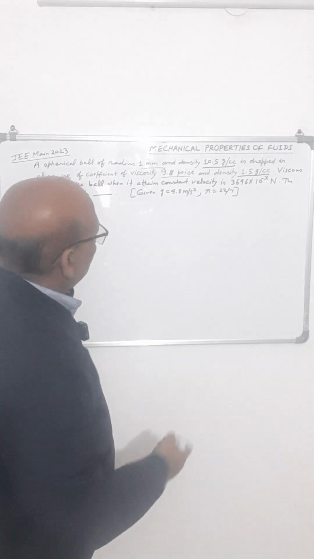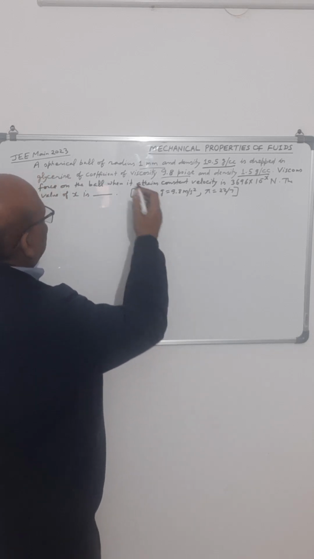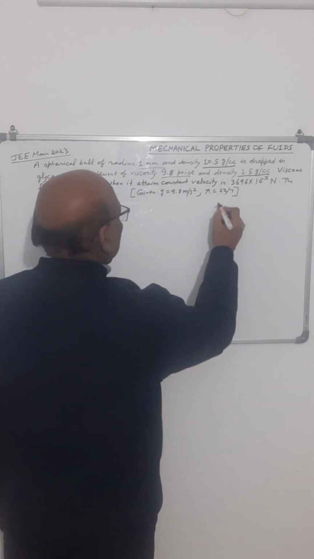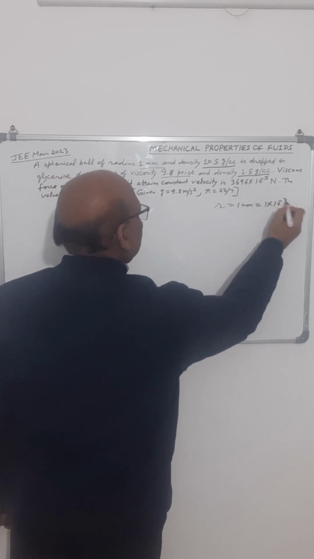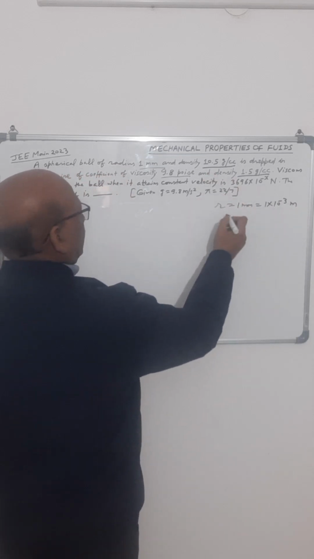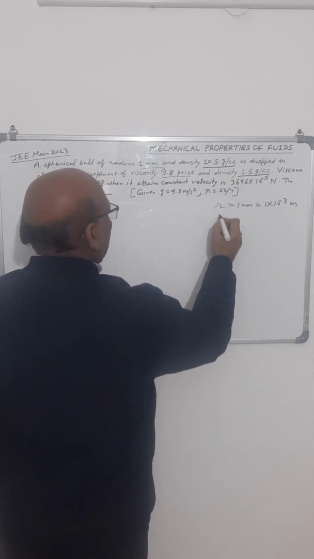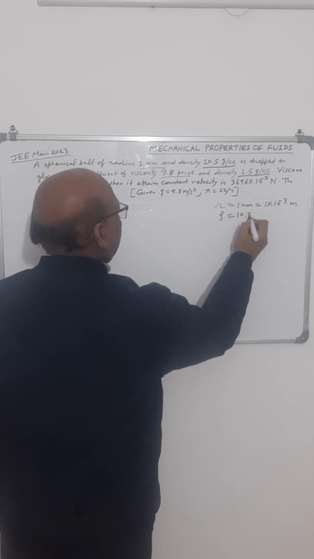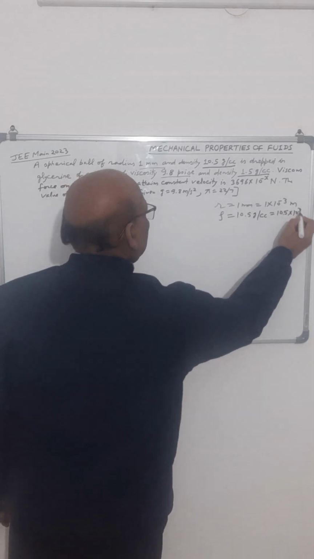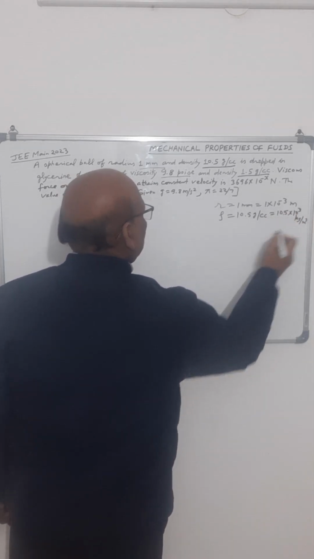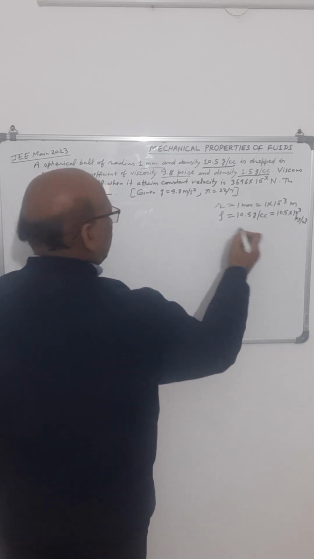at terminal velocity. So first we have to find the terminal velocity. For that, what are the data given to us? The radius of the ball r is given to us as 1 mm, which is 1 into 10 to the power minus 3 meter. Convert all the units into SI units. And the density of the spherical ball, that is rho, is given to us as 10.5 gram per cc. So this will be 10.5 into 10 to the power 3 kg per meter cube. Because 1 gram per cc is 10 to the power 3 kg per meter cube.